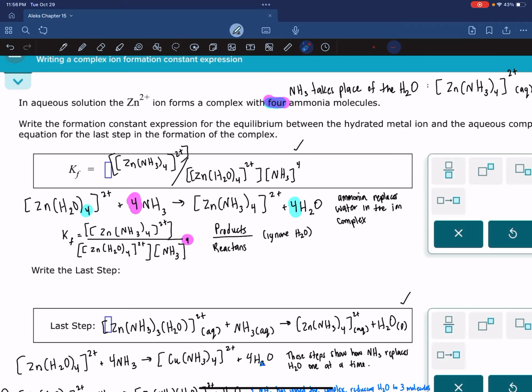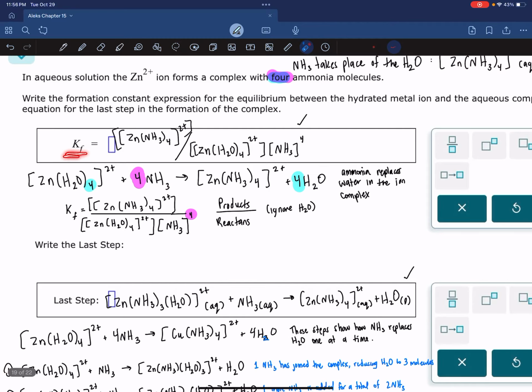And then what happens here is that these two get flip-flopped. So the NH3 becomes a part of the complex, and then the H2O is basically bumped out to the side. So once we have this equation, we can write a KF expression. And all we have to do here, the heavy lifting is done, we just have to put our products over our reactants. We can ignore this water that's in the products because it's not in the complex and we don't use water in these expressions.